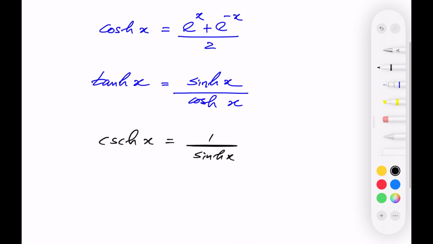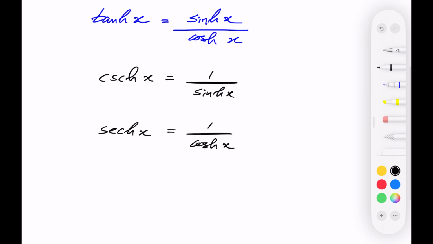Then we define sech x, hyperbolic secant x, which you write as sech x. It's read as sech x. This is defined as 1 over cosh x, 1 over hyperbolic cosine x. And the last hyperbolic function is coth x, hyperbolic cotangent. Coth x is defined as 1 over tanh x, 1 over hyperbolic tangent x. These are the 6 hyperbolic functions.